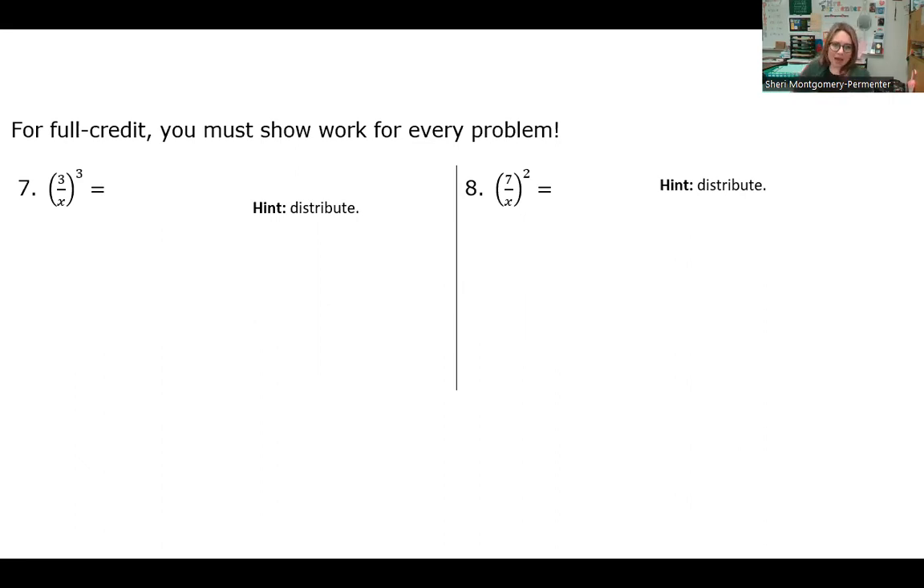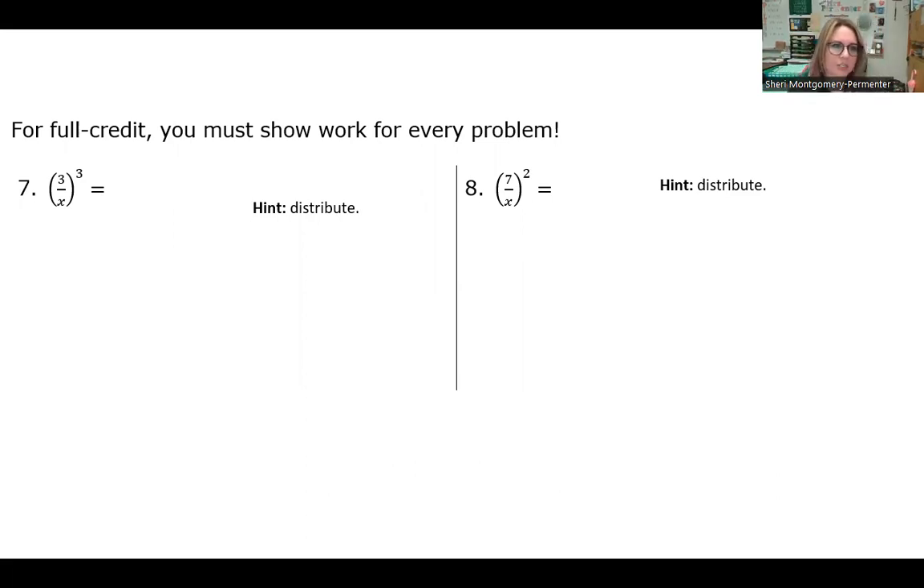Okie dokie, on to the back. And remember that to get full credit for this worksheet, all you have to do is make sure you're showing your work. And these questions are just like questions from our homework.